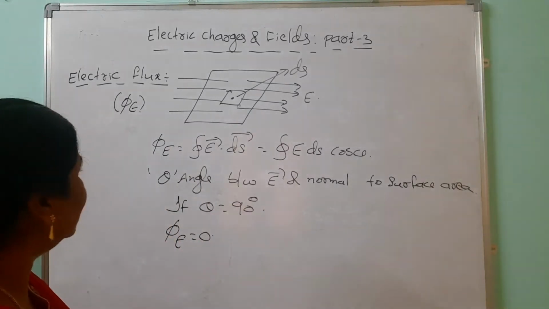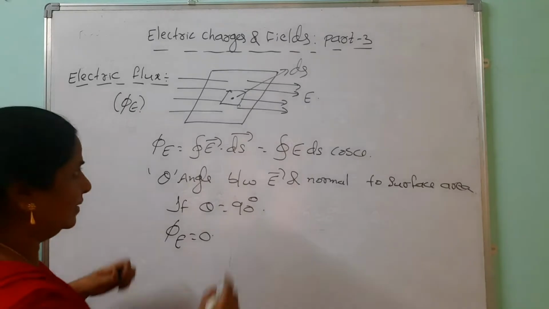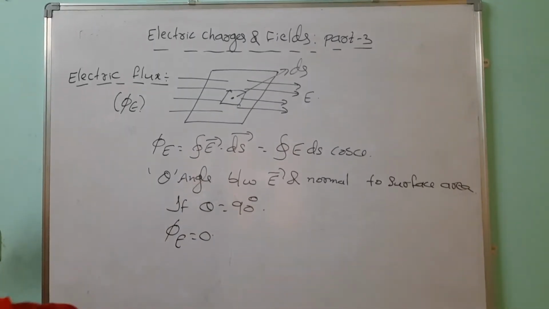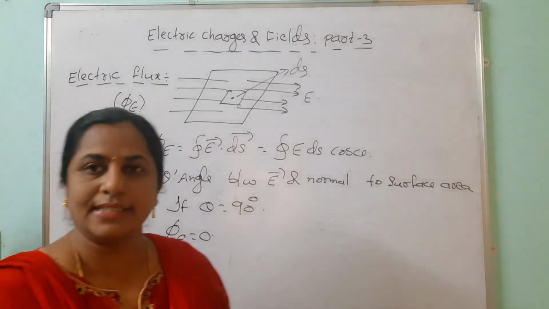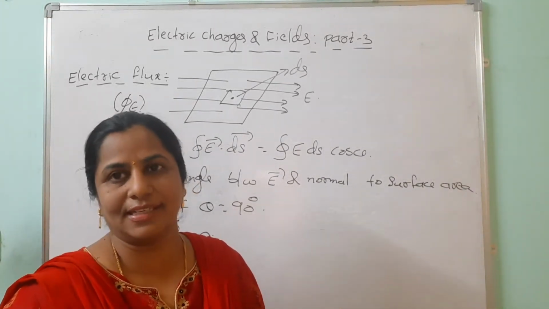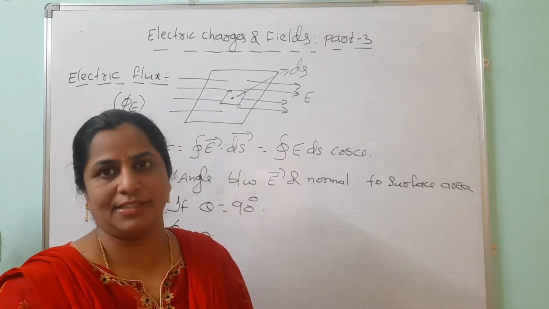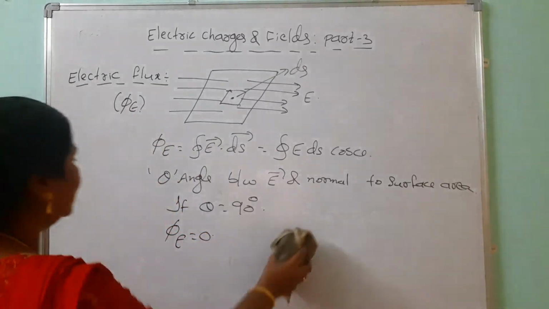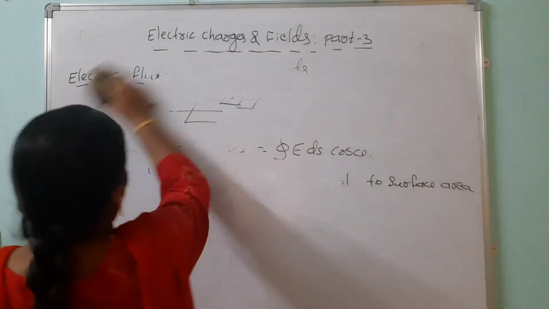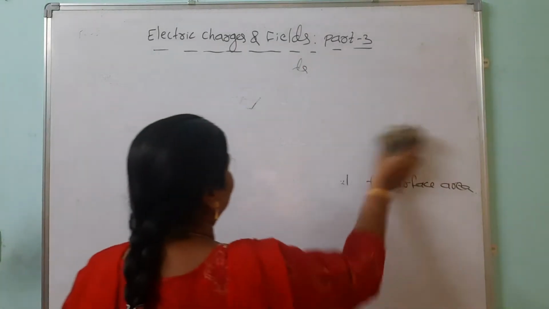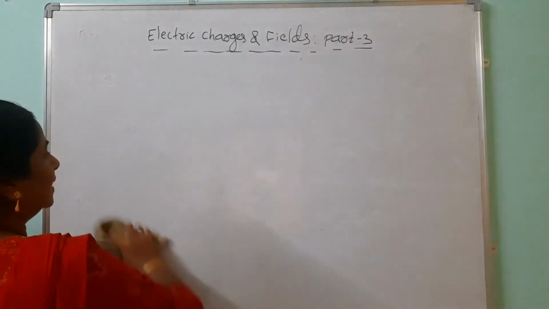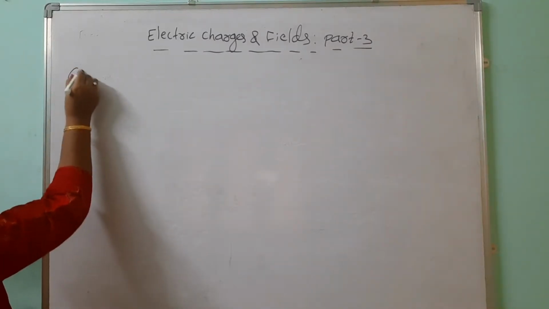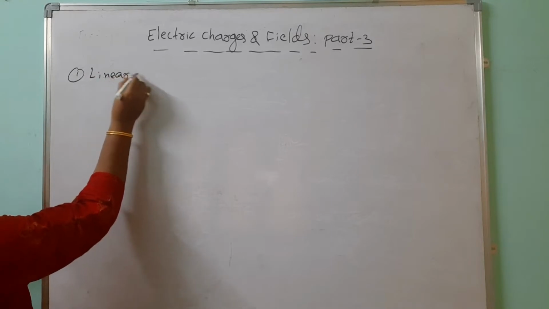Then we are focusing on the charge densities. There are three types of charge densities: one is the linear charge density, another is the surface charge density, and the third is the volume charge density. According to how the charge is distributed, they are divided into three cases. First one is the linear charge density. This is a little bit difficult compared with the first two parts, so listen carefully.